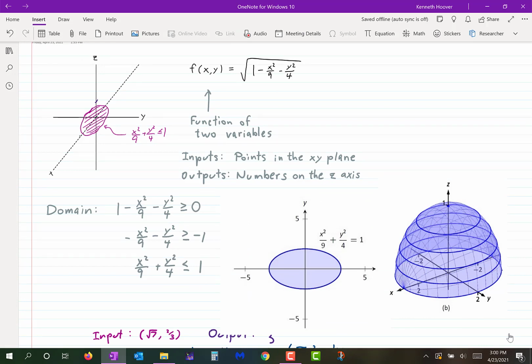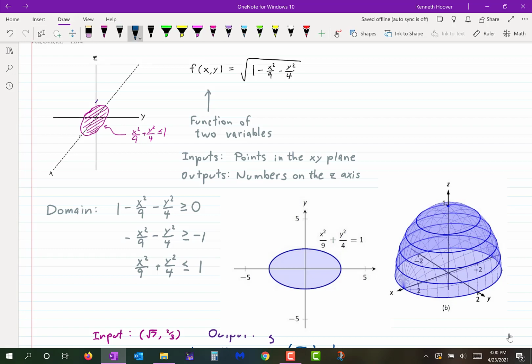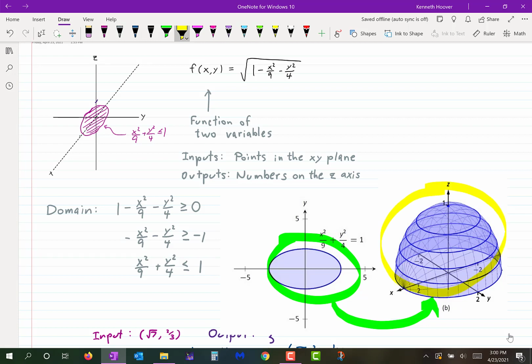There, you see the picture? It's like a dome over the ellipse, which is the domain. Okay, this ellipse right here, that's the same as right here. And that is also in this picture down there on the bottom. You see that ellipse down there? That's the domain. The graph of the function is this dome up above it.